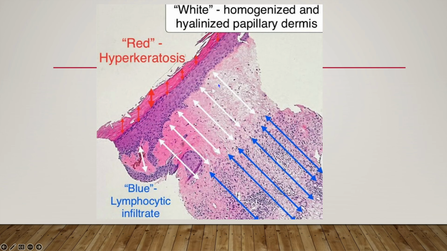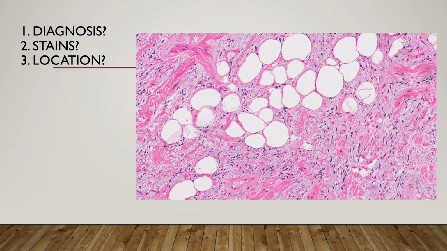Here's another schematic where you have that classic red, white, and blue: hyperkeratosis, homogenized and hyalinized papillary dermis, and this blue lymphocytic infiltrate. This next case, what's the diagnosis? In this next case, we see mature adipocytes, bland spindle cells, and we see some hyalinized rope-like collagen set against a myxoid background. So what's the diagnosis? What stains can you do to confirm it, and what's the location? Yes, this is a spindle cell lipoma.